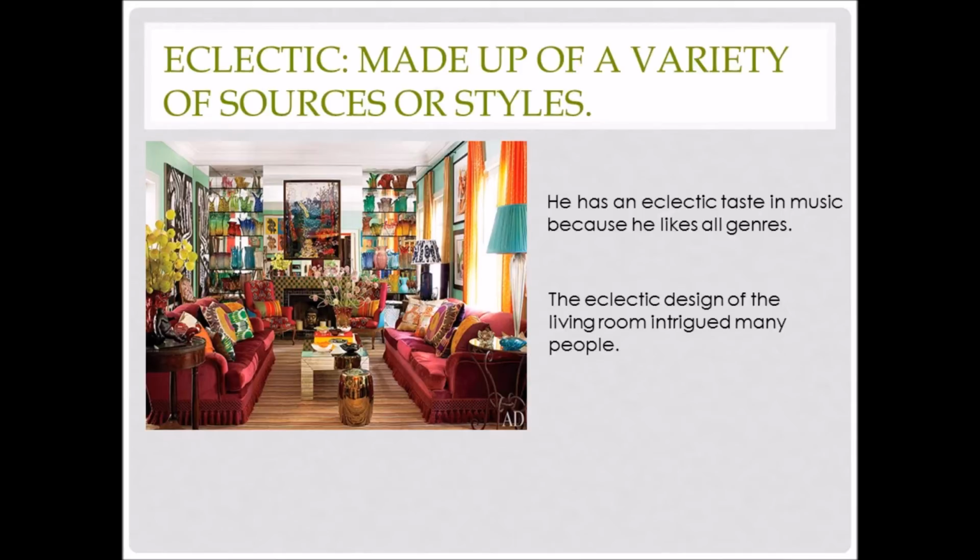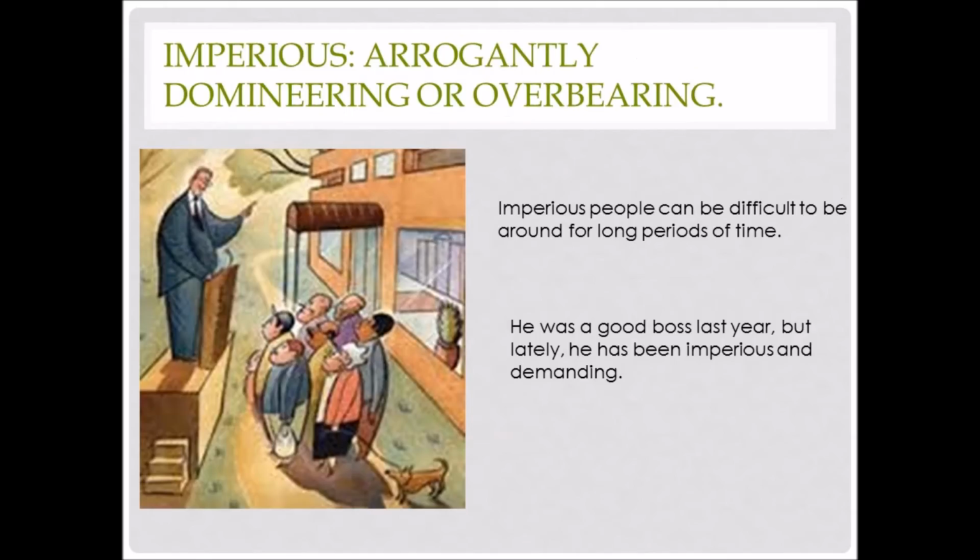Eclectic is our next word. It means made up of a variety of sources or styles. He has an eclectic taste in music because he likes all genres. Or the eclectic design of the living room intrigued many people. If you look at that picture there are so many different influences in that room. Some people can't handle design like that, but others really like it. To be eclectic means you have a lot of different interests in different areas as far as design or music, reading, or art.